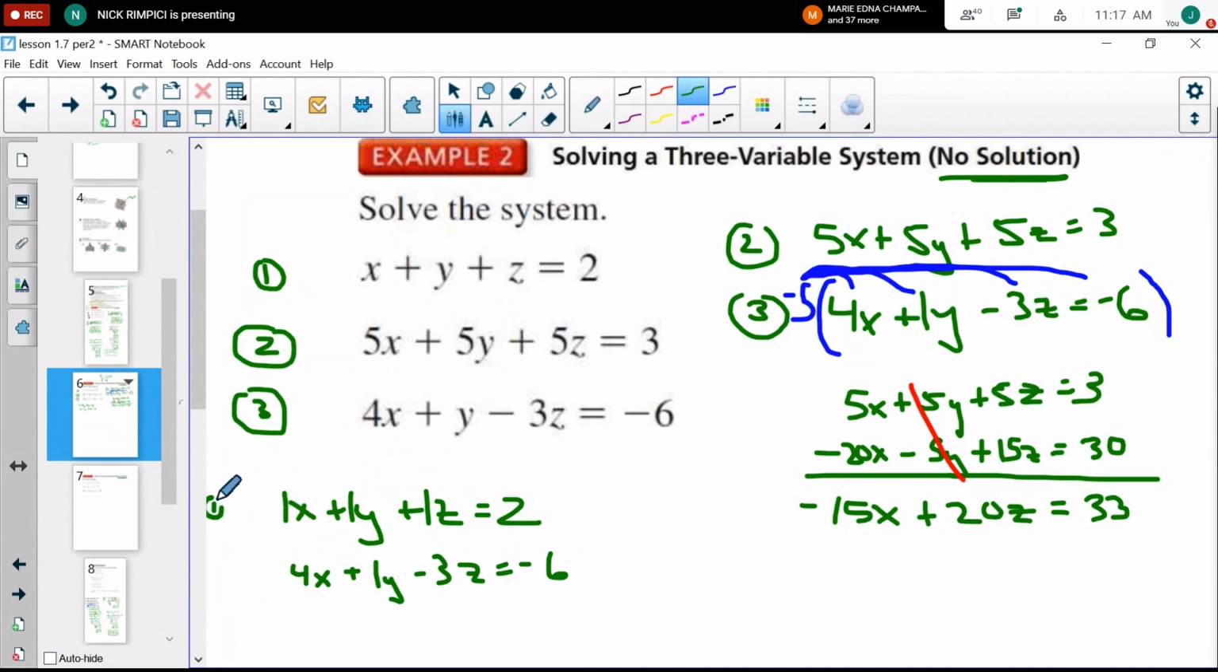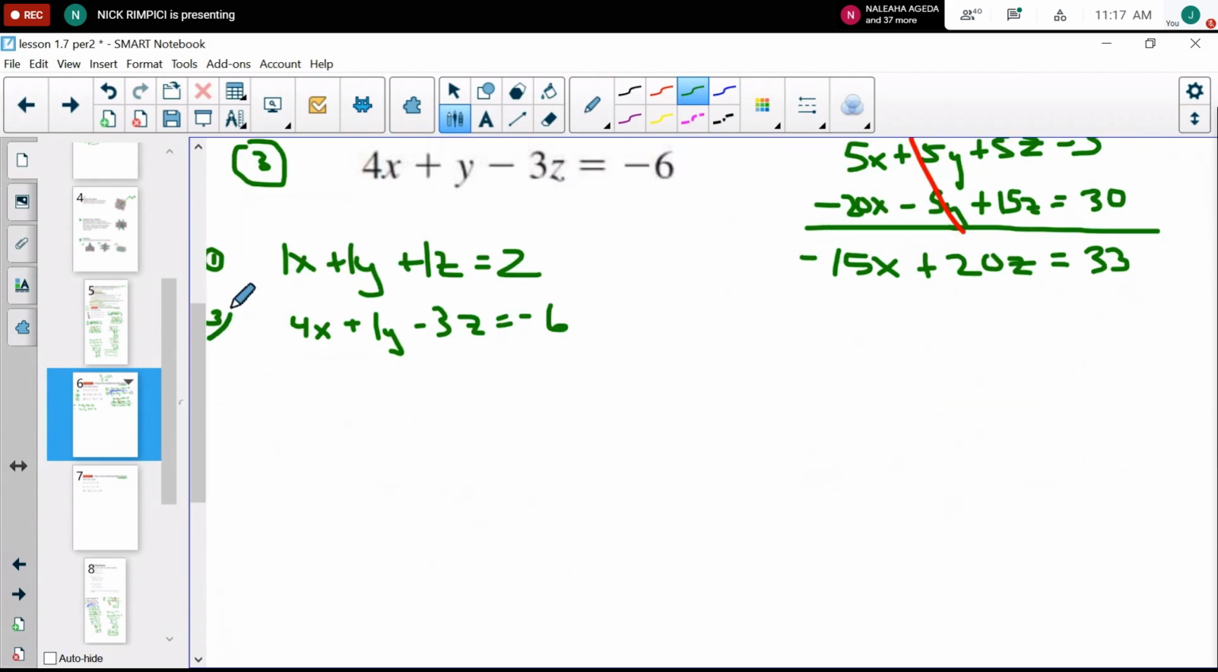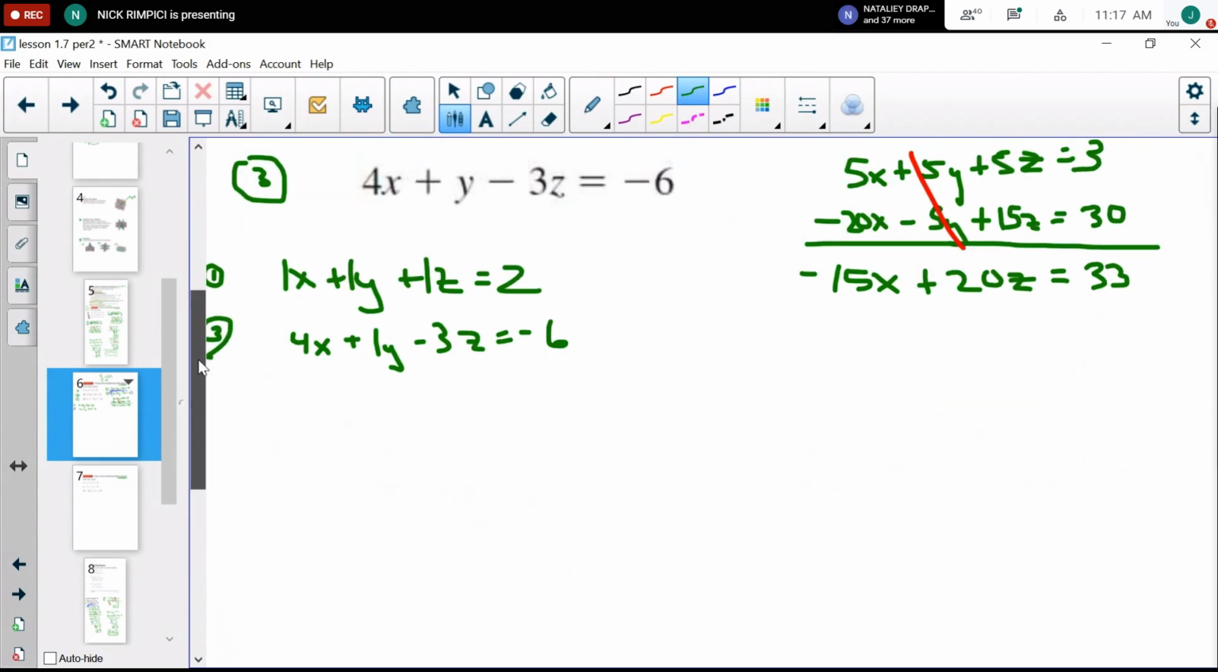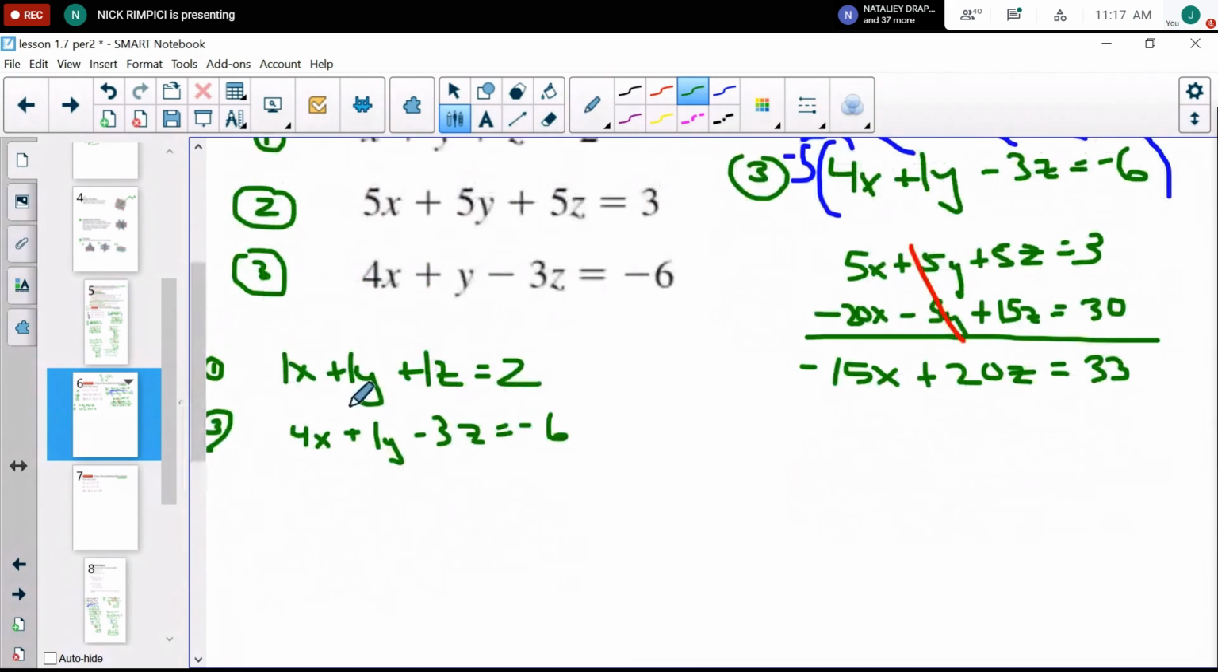So 1 and 3. Oops. Okay. So before, I eliminated y. So I have to eliminate y again. Okay, I have to be consistent.